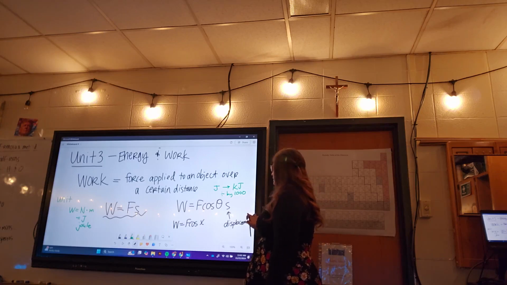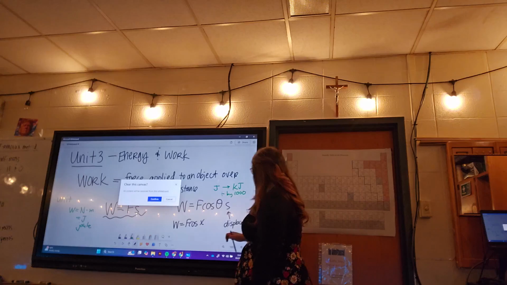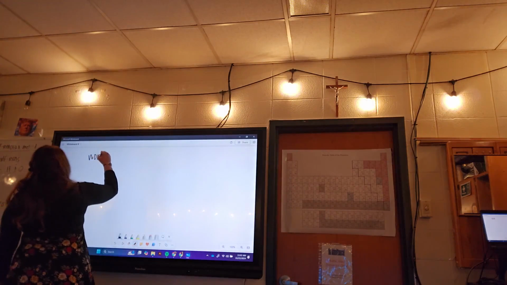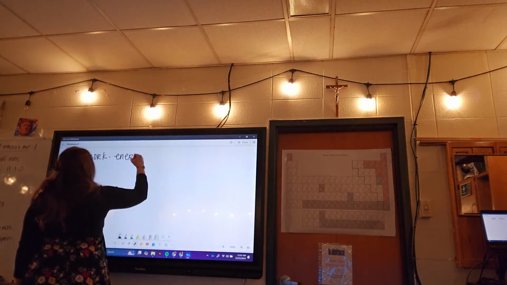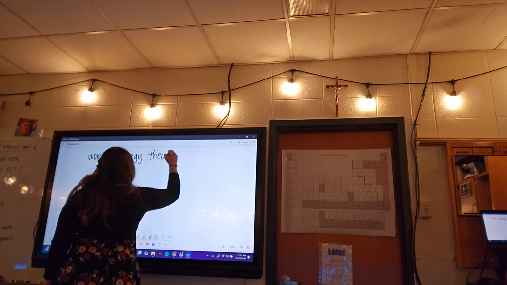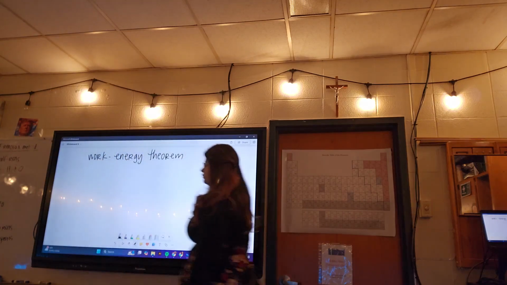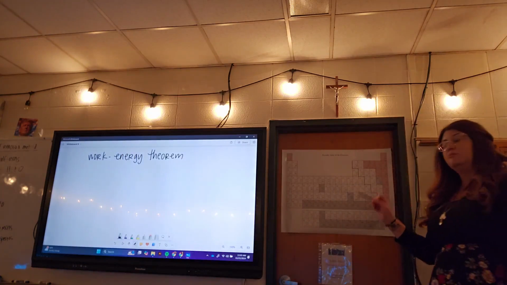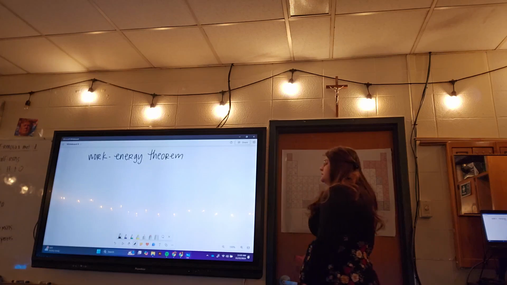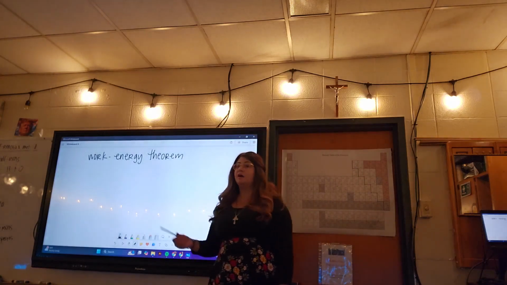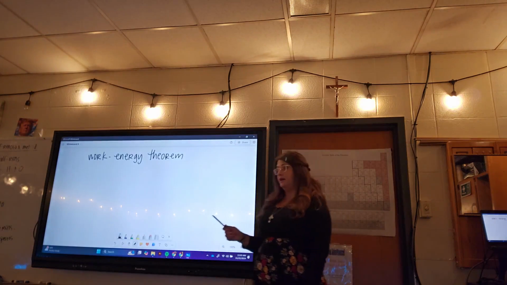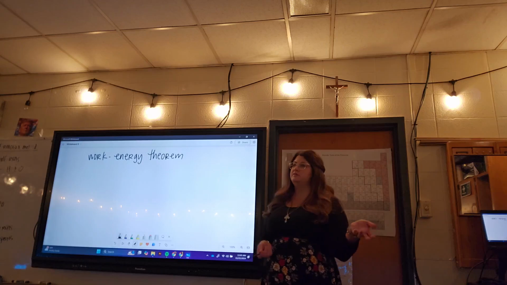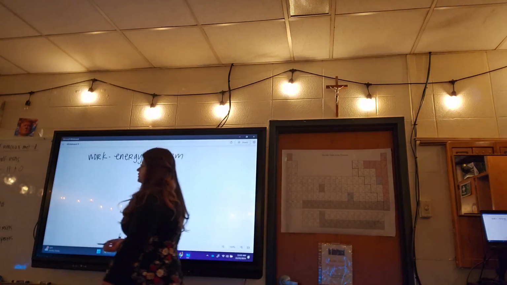Okay, so now let's talk about the work energy theorem. The work energy theorem says that if something is being moved a certain distance, moving means that it's in motion. And so if a thing is in motion, it has what kind of energy? Kinetic. And so therefore, isn't the kinetic energy of an object the same as the work that's done on it? And that's what the work energy theorem is.